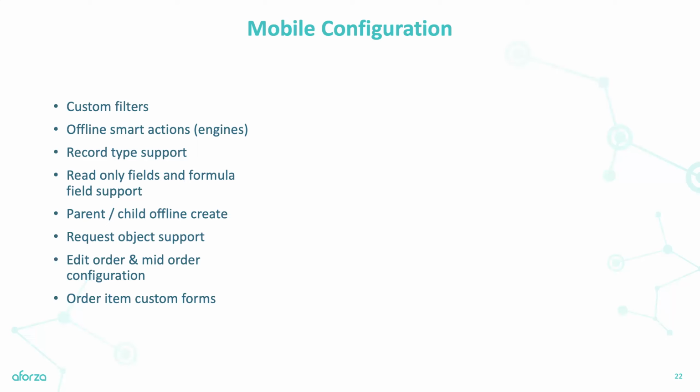We now support record types offline. So this was a highly requested feature. If you've got a lot of different record types and you want to have different layouts for your record types offline on the devices, you can do that. We support read-only fields and formula fields as well. We've introduced parent-child offline create. So if you create a new account and then immediately create new contacts and new orders and other related information while offline, we now support that. Before, it's quite difficult to solve that because of the way Salesforce handles their data, but we can now do that 100% offline. So that's a really good piece of functionality for our users in more disconnected areas.